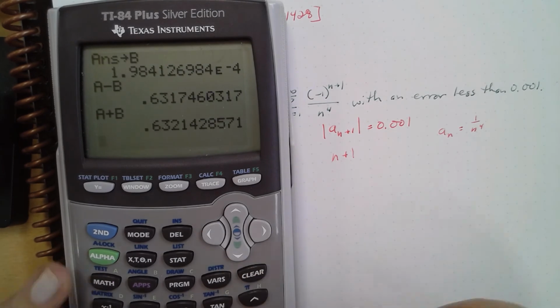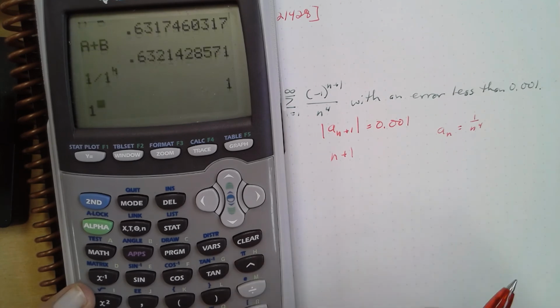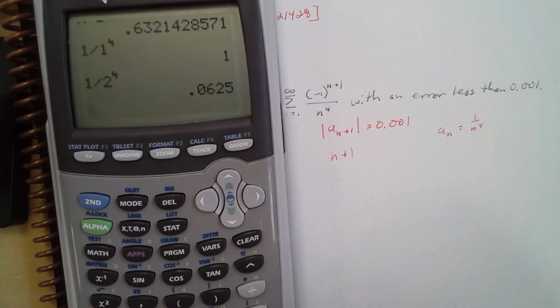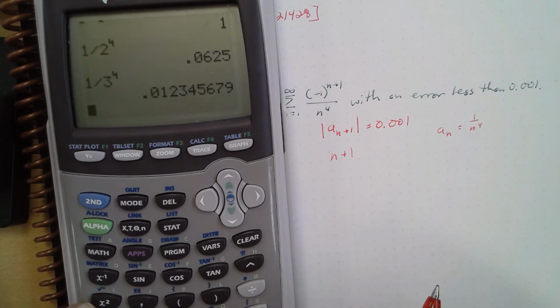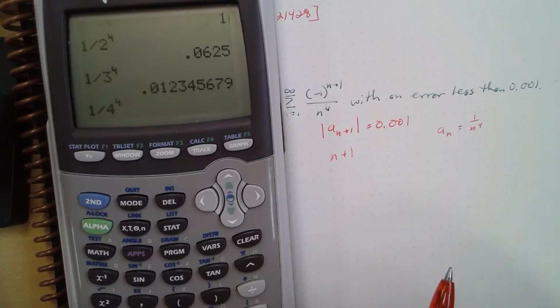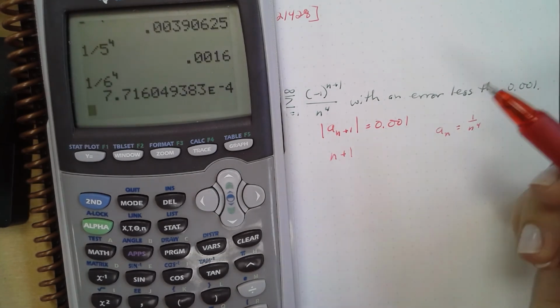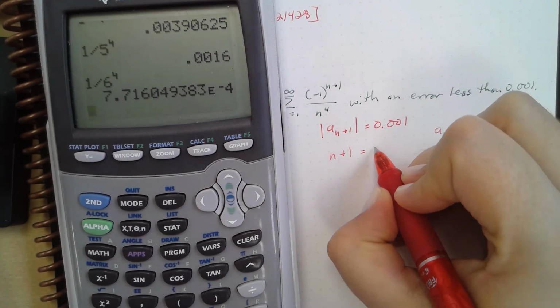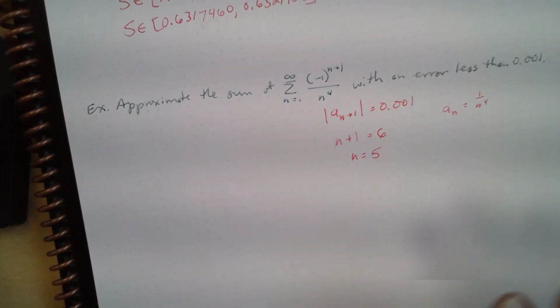So if I go 1 divided by 1 to the fourth, well, that's not really anything. 1 divided by 2 to the fourth, that's not small enough. 1 divided by 3 to the fourth, not small enough. 4 to the fourth, not small enough. 5 to the fourth, so close, but not small enough. 6 to the fourth is definitely going to be small enough. That's going to be an error less than 0.001. So my n plus 1 is equal to 6, so n is equal to 5. Okay? So now I can approximate that sum with less than that error.